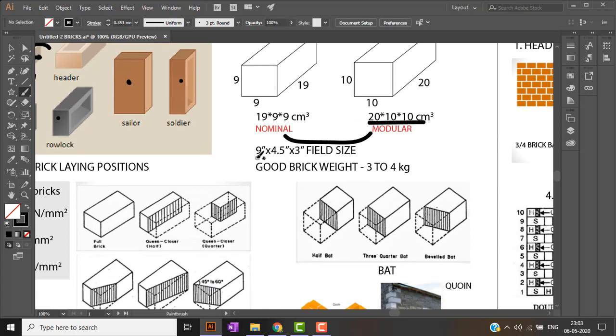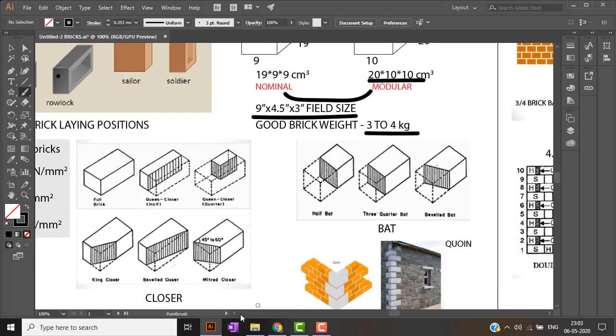Now normally the field size which is used is 9 inch into 4.5 into 3 inch brick, and a good quality brick should be about 3 to 4 kilogram per brick. Okay.